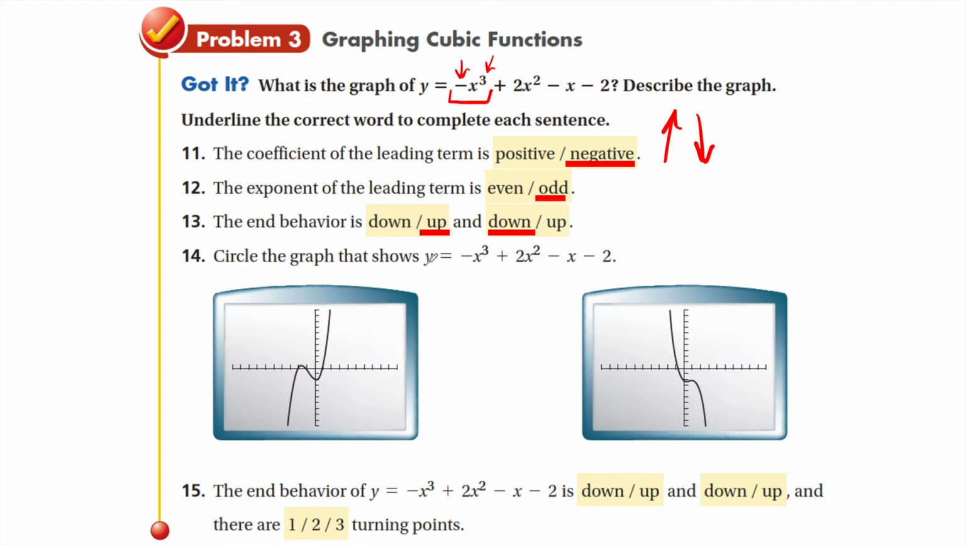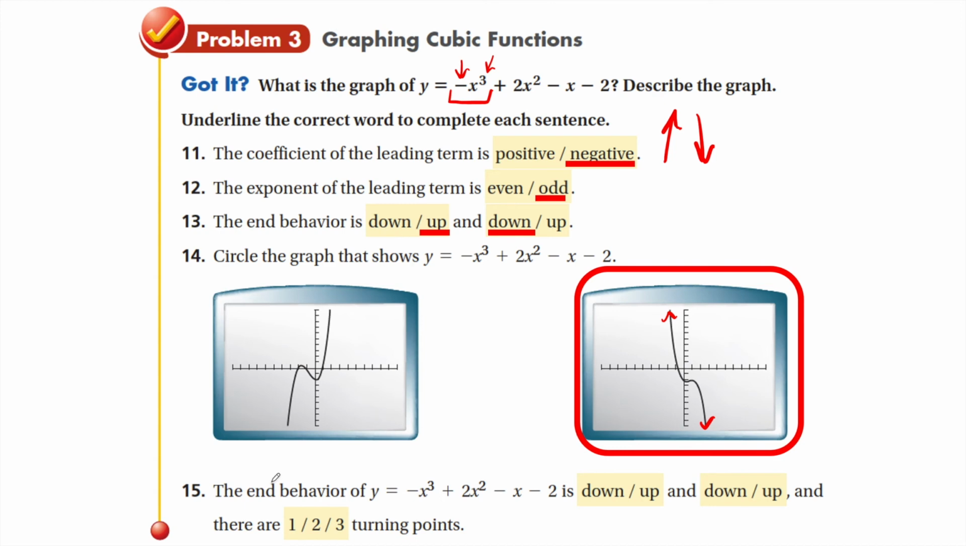Circle the graph that shows y equals negative x cubed plus 2x squared minus x minus 2. If we're starting up and we end down, it's going to be the second graph, because notice we're starting in the higher portion, but we're just going to keep on traveling more and more negative. The end behavior is going to be starting up and then ending down, and it looks like 2 turning points. You have one right there, and then a very quick another turning point.